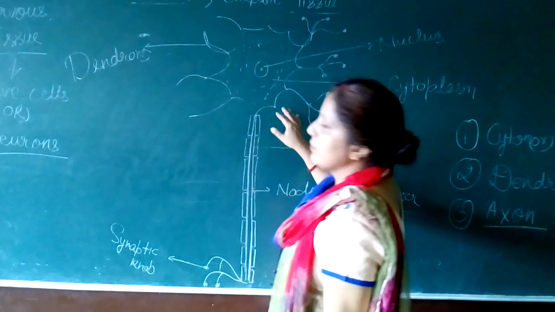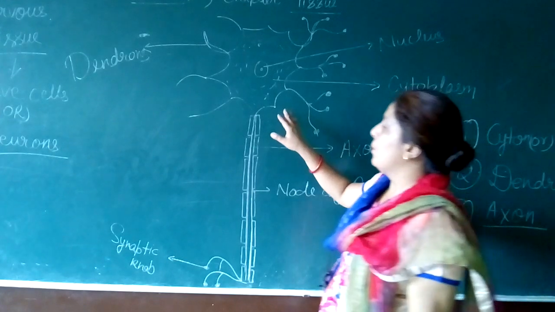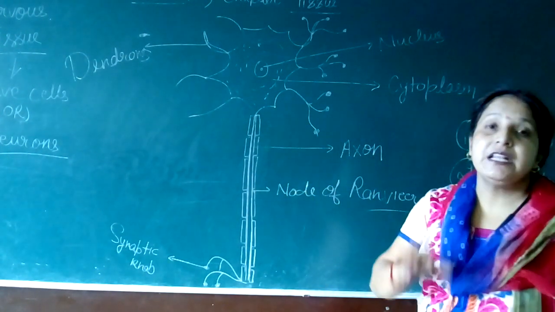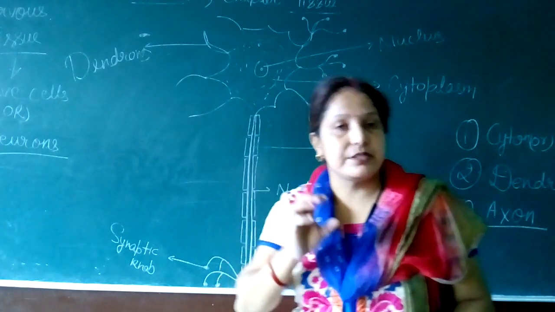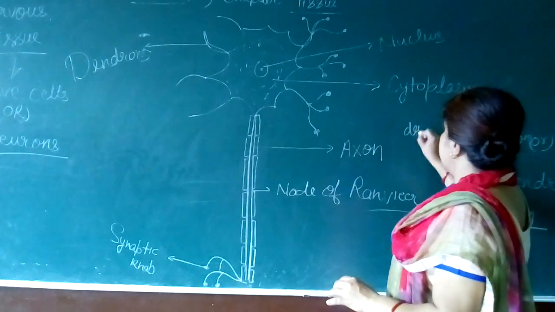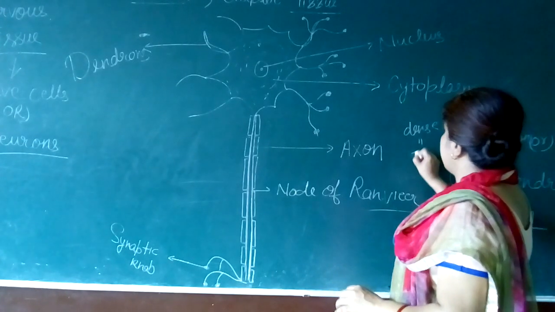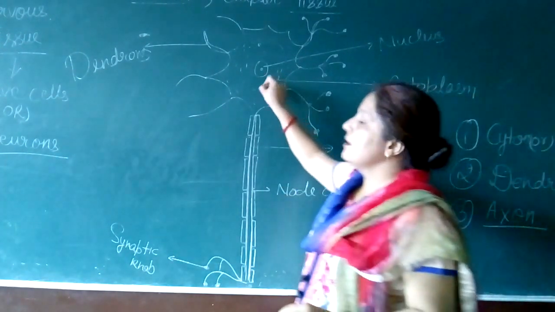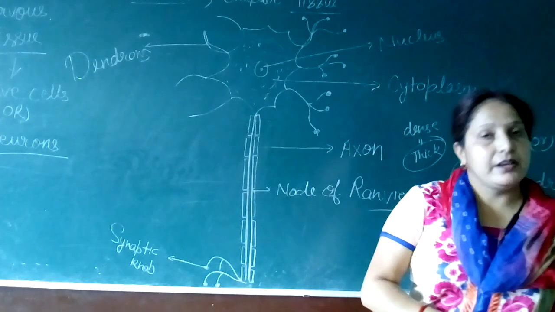Now we discuss the cell body. The cell body is the central part of the nervous tissue that contains a high amount of dense cytoplasm. Dense, D-E-N-S-E, means thick. A nucleus is also present in the cell body.